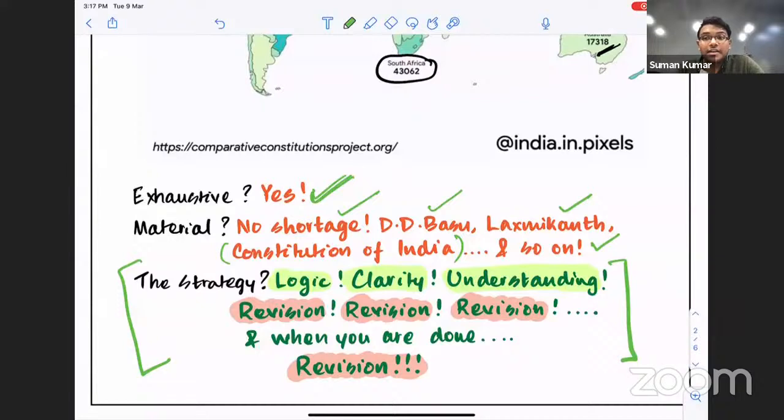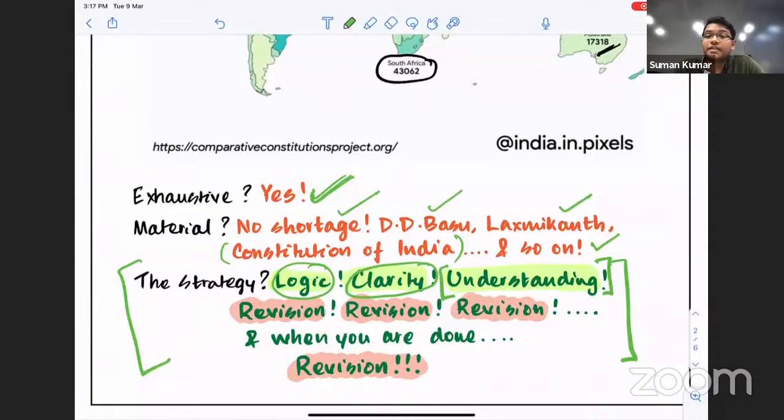But the key is to get the logic behind it, to have clarity of thought, as in why this provision was there in the Constitution of India, to have a clear-cut understanding of how this is related to some other aspect of life. And last but not the least, revision, revision, revision. And when you think you're almost done, revision again.